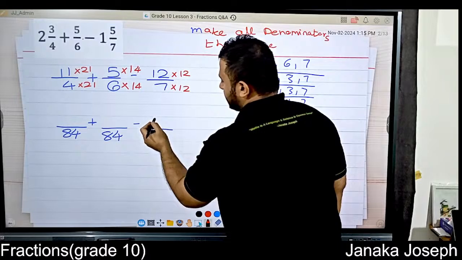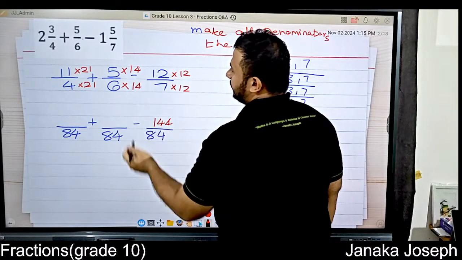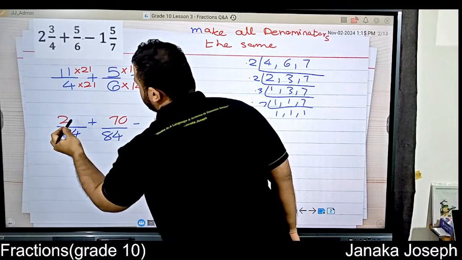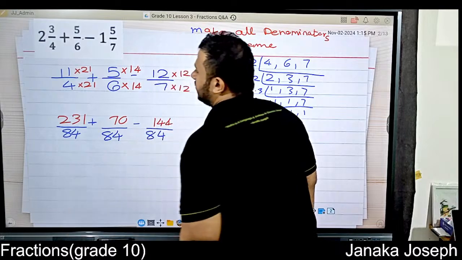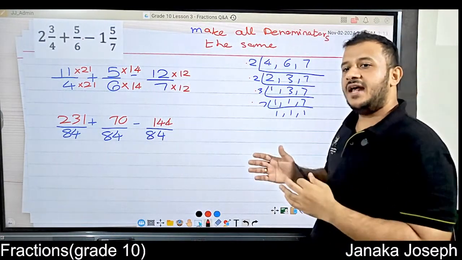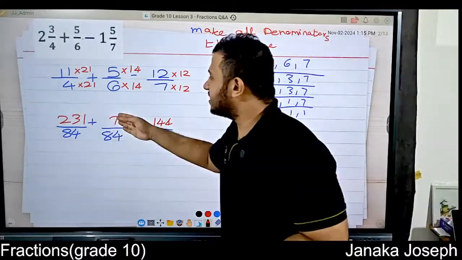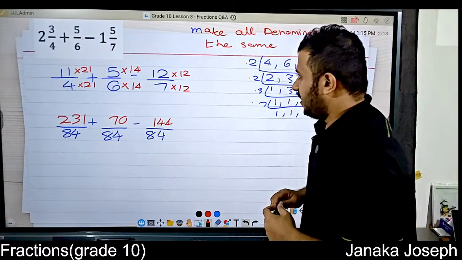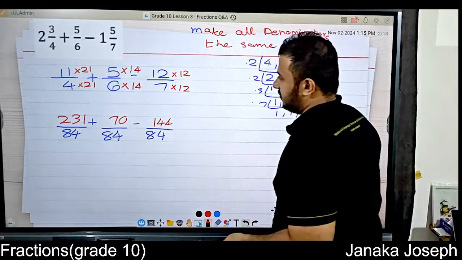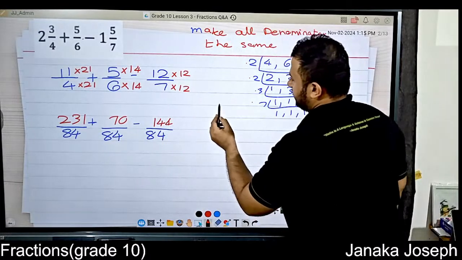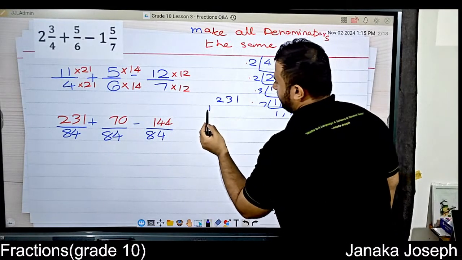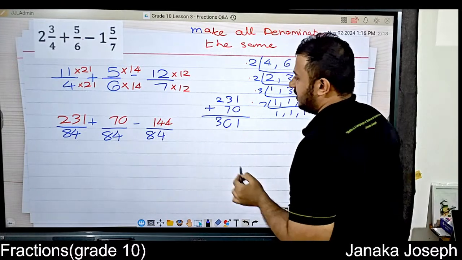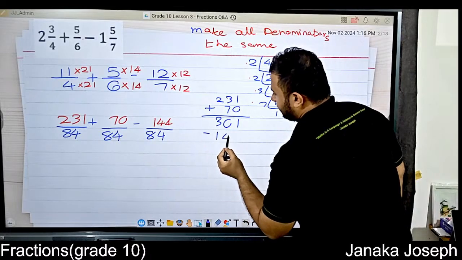So 12 times 12 is 144. 5 times 14 is 70. Then this is going to be 231. And after that, what are we going to do? Do the addition and the subtraction with the numerators we got. 231 plus 70. How much is that? That's 301. That 301 minus 144.